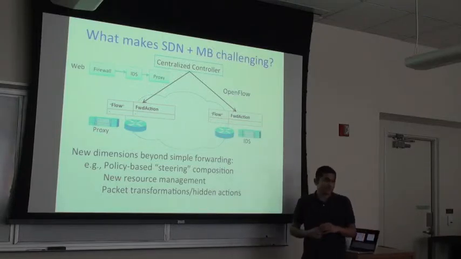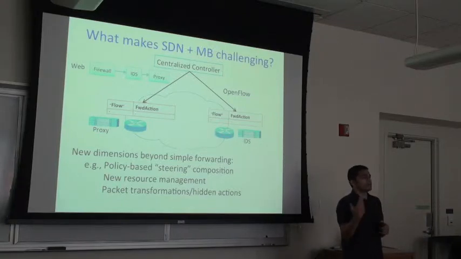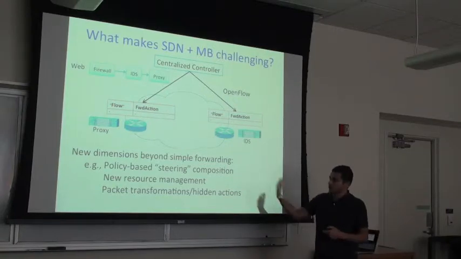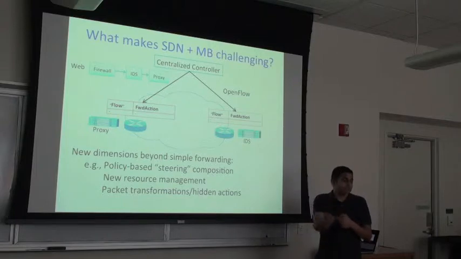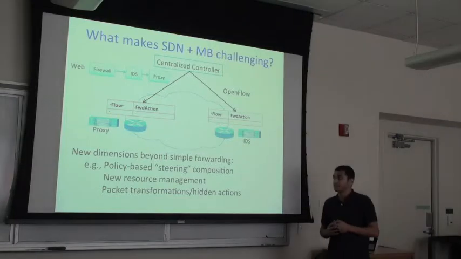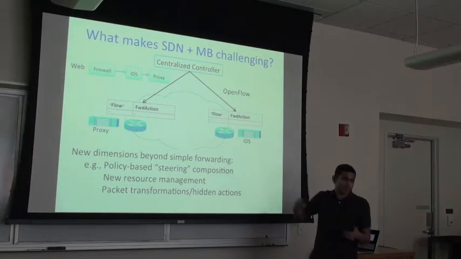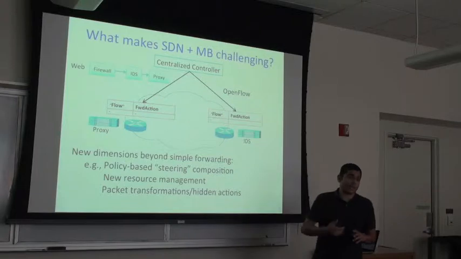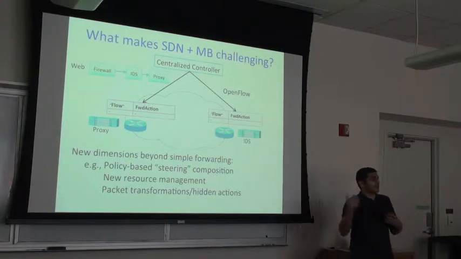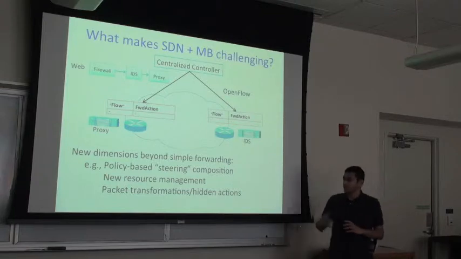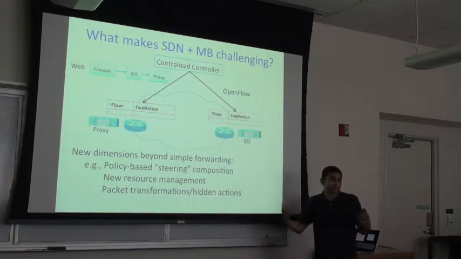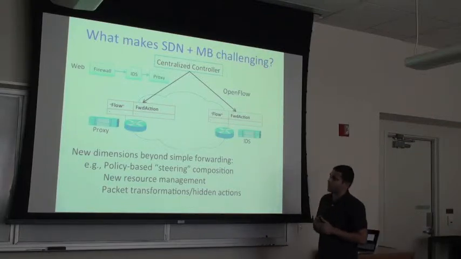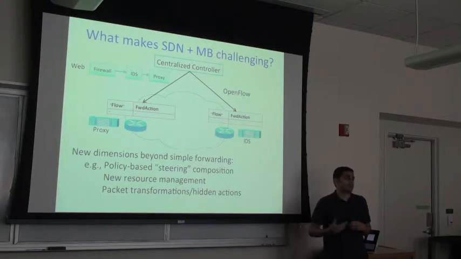The other dimension they introduce is that you now need new resource management mechanisms. How do you deal with middle box failures? How do you deal with middle box overload, and so on? So there are new objectives and goals that it introduces to SDN. And finally, these boxes are proprietary and they do a lot of sophisticated logic inside, and they introduce hidden actions and hidden transformations on packet headers that are not exposed to SDN mechanisms. That creates a challenge in integrating these boxes inside the current SDN model. So in a nutshell, what makes this problem hard is that you have these new dimensions beyond traditional routing and forwarding tasks.